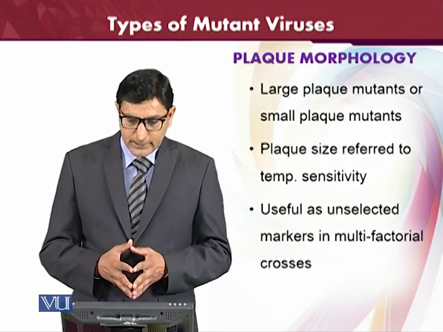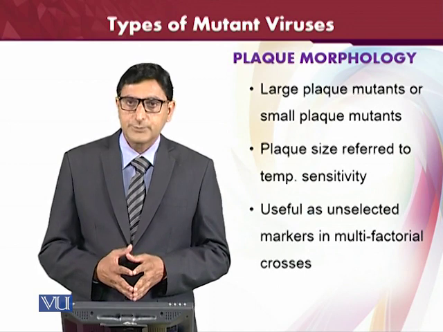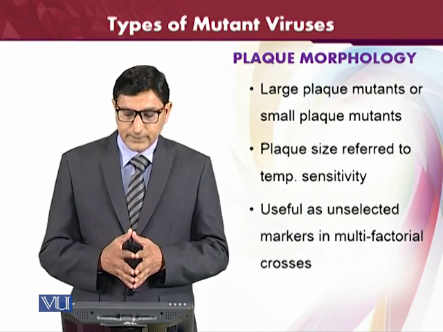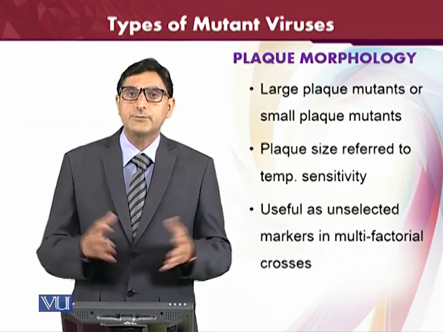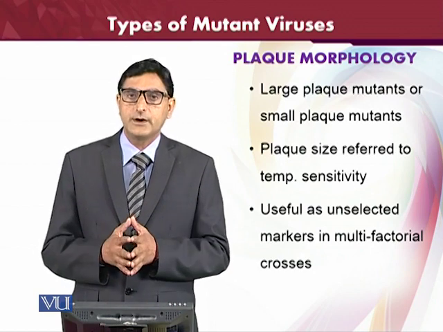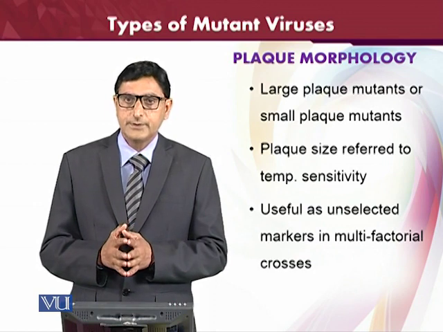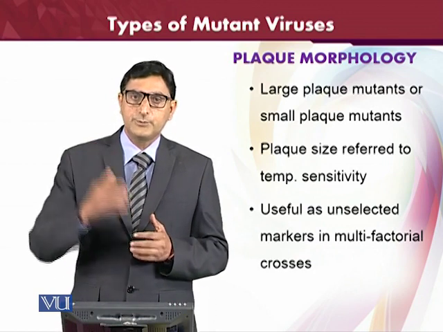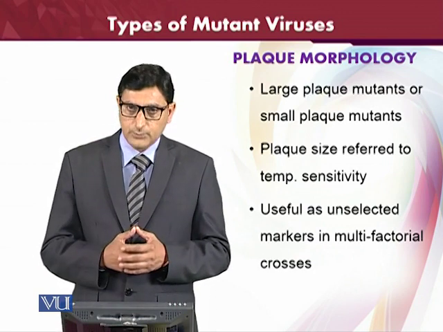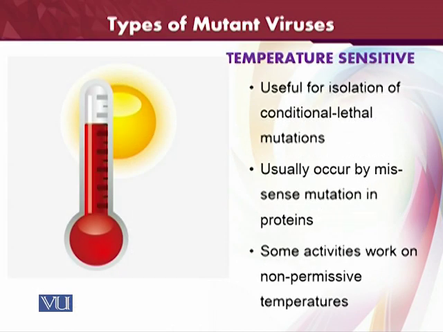Plaque morphology: there are large plaque mutants and small plaque mutants. The plaque size refers to the temperature sensitivity. As we have already studied, temperature is very important as far as mutations are concerned. If they are sensitive to low temperature, they are sensitive to the cold. The temperature sensitive mutants are useful for the isolation of conditional or lethal mutations. They usually occur by missense mutation in the proteins, and some activities work at non-permissive temperatures.